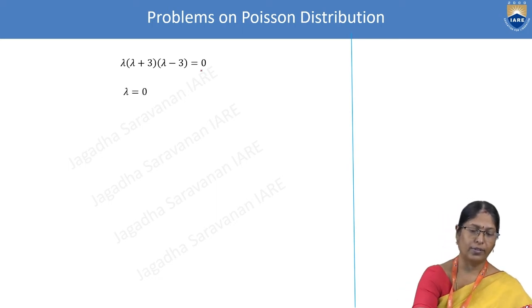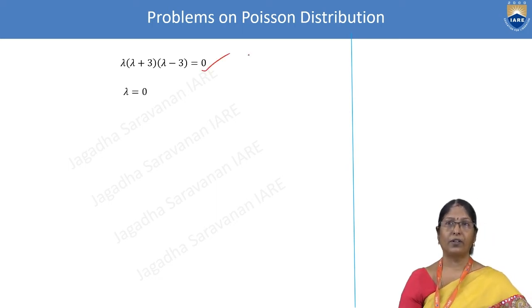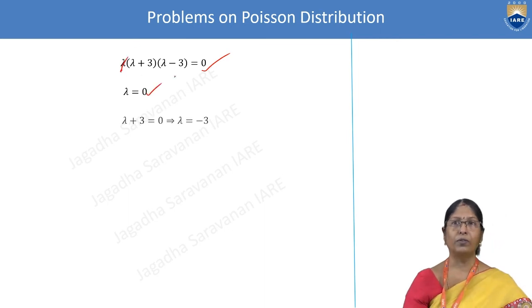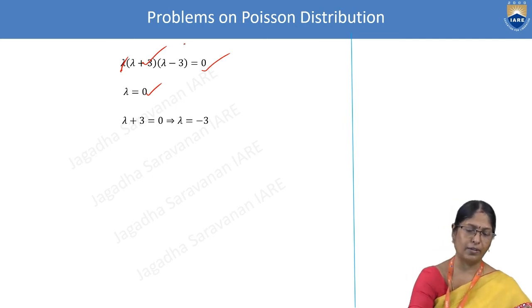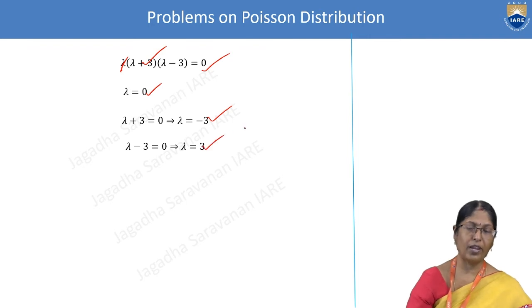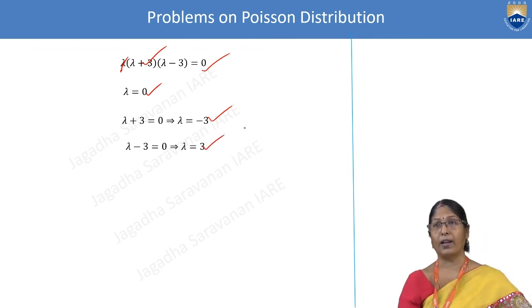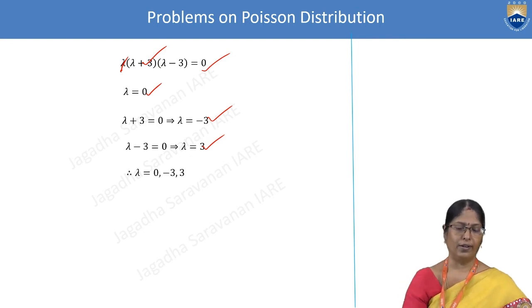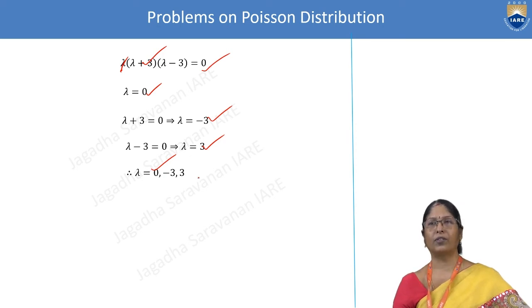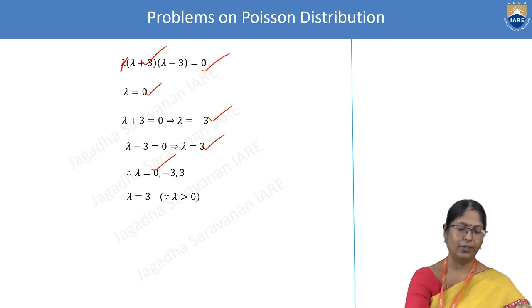So this is the last step in the previous slide. Lambda equal to 0. From here, lambda plus 3 equal to 0 is nothing but lambda equal to minus 3. Lambda minus 3 equal to 0 is nothing but lambda equal to 3. We got 3 values: lambda equal to 0, minus 3 and 3. But we are going to take only this 3.